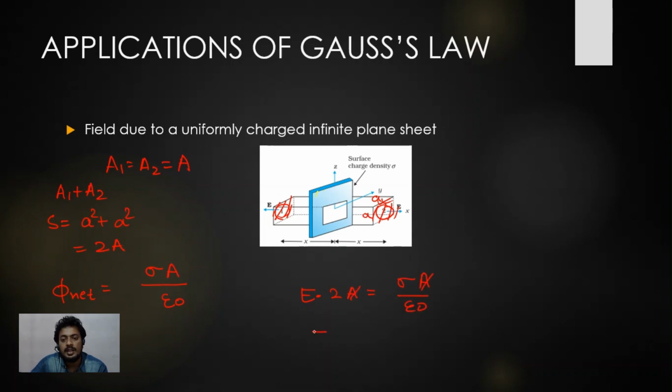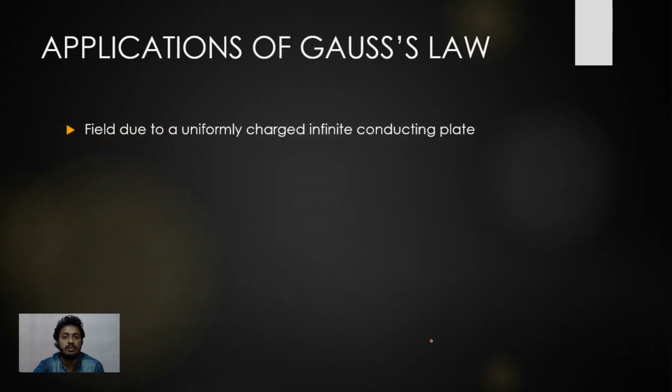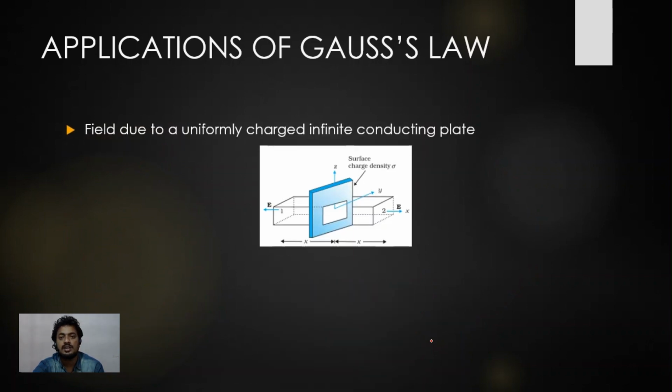While calculating it, you can find the electric field is equal to sigma by 2 epsilon. So the electric field due to a uniformly charged infinite plane sheet is sigma by 2 epsilon. Let's move to another application: finding the field of a uniformly charged infinite conducting plate.